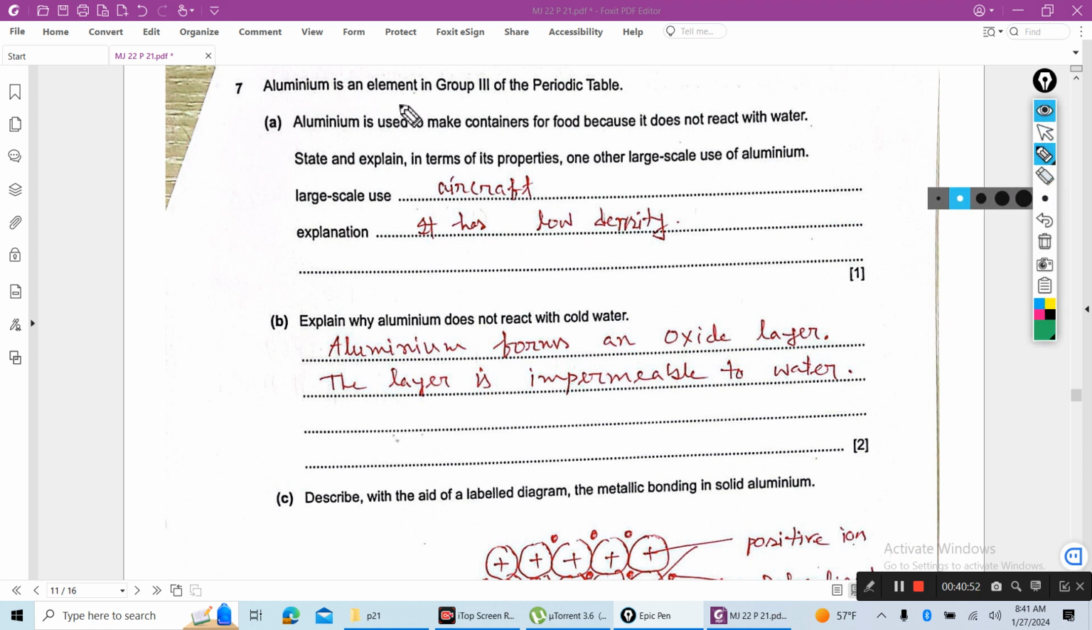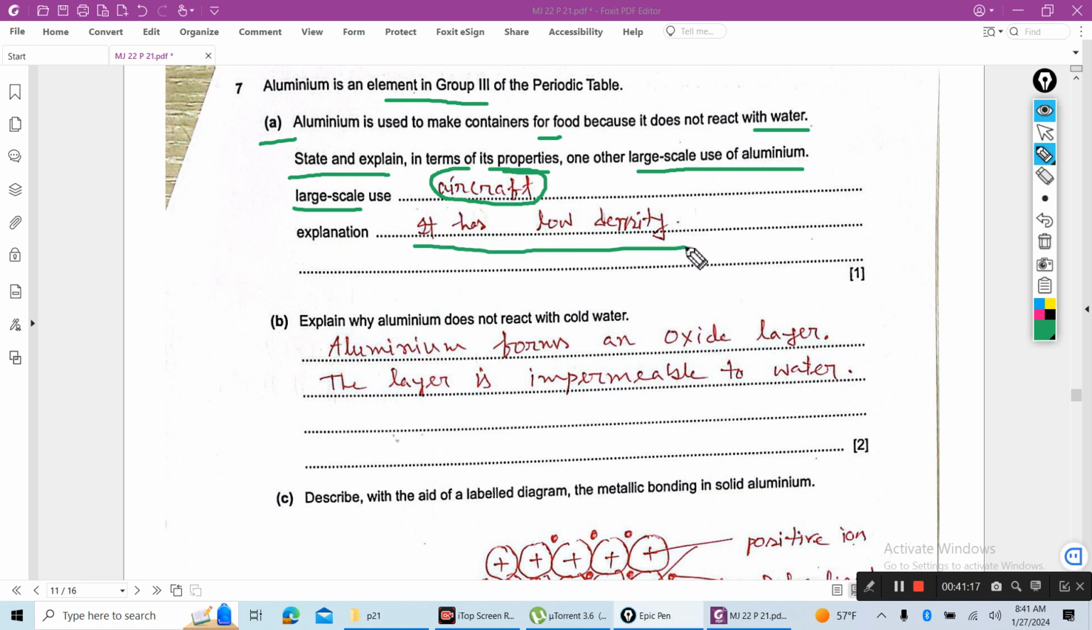Aluminum is an element in group 3 of the periodic table. Aluminum is used to make containers of food because it does not react with water. State and explain in terms of its properties one other large scale use of aluminum. Aluminum is used in aircraft because it has low density.